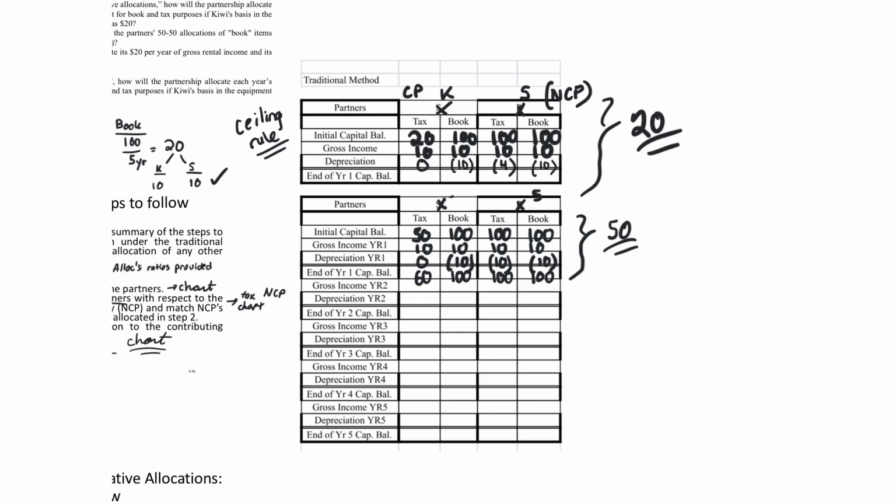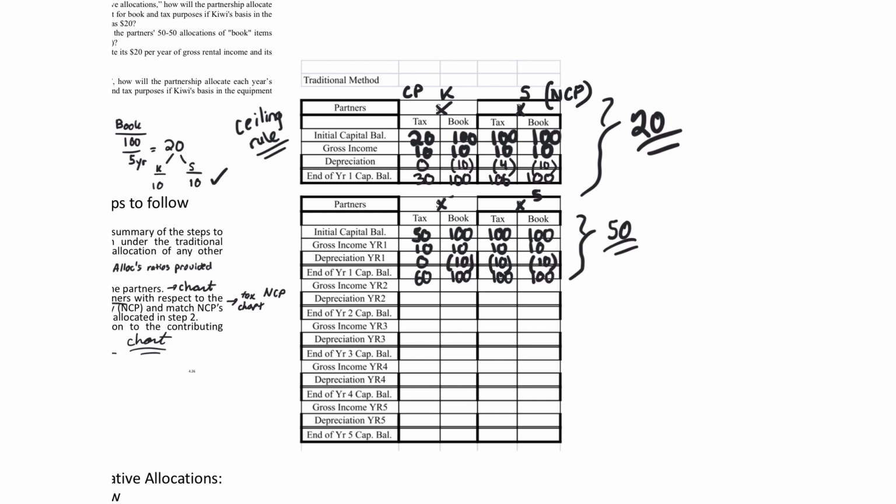The traditional method, this is how it works out. There's nothing you can do. If you're on the traditional method, you have to follow this. So we would have 100. This would be what? 106. This would be 100. And this would be 30. So basically what happens here is over time, gain would actually be allocated to the non-contributing partner.